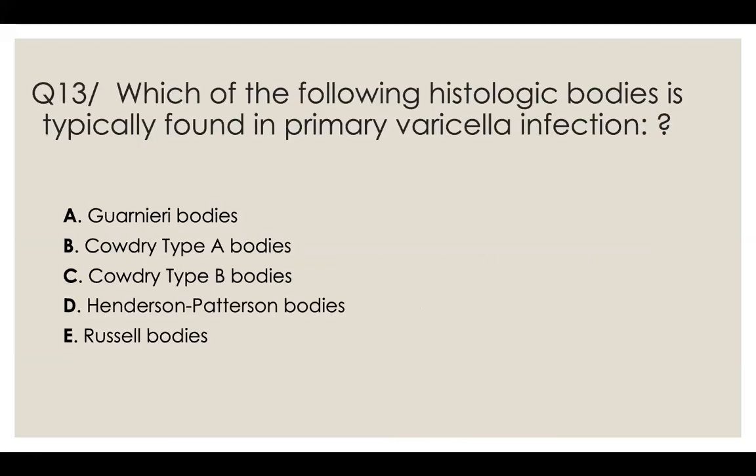Cool. Question 13. Which of the following is a histological body typically found in a primary varicella infection? You have to remember, because we go through the basics of histology, so that's kind of a revision for the histology. And we get most of the answers as B, and yes, that is the correct answer. It's Cowdry type A bodies, yes.